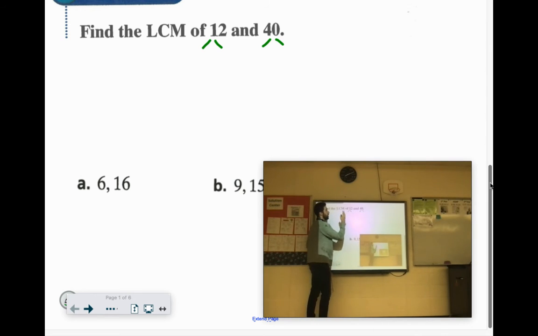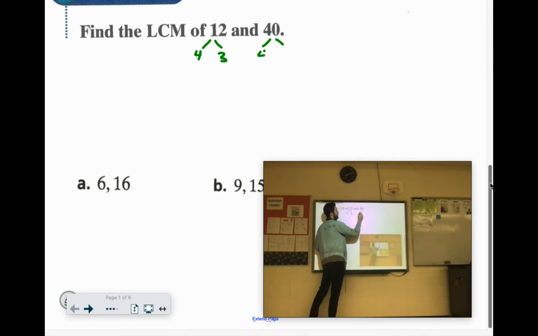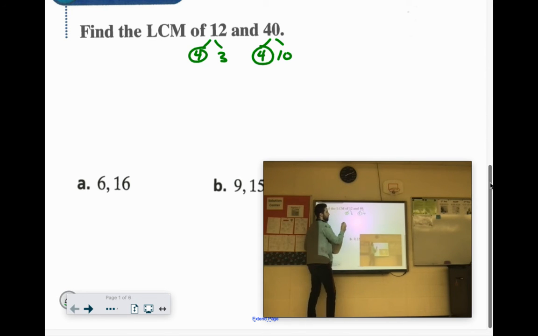So like 12 and 40 have a 4 in common, 4 times 3, and then 4 times 10. So they have a 4 in common. So just like with the greatest common factor, we brought it down. Then you look at what's left. 3 and 10 have nothing in common. So 4 would have been the greatest common factor.